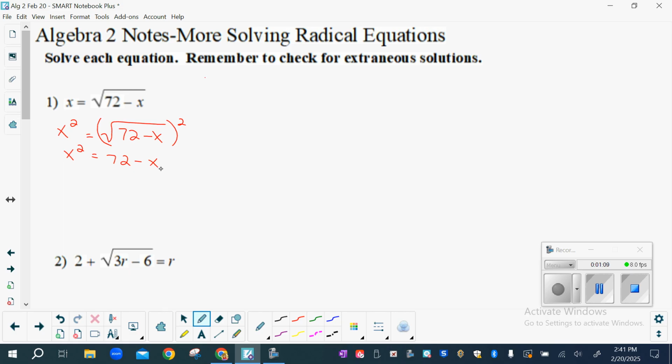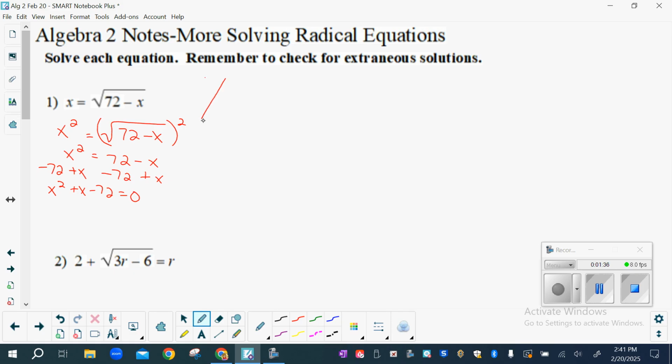What would we do next? At the same time, you add x. You want to get to 0. You want it equal to 0, and you want your x squared to be positive. So x squared plus x minus 72 equals 0.